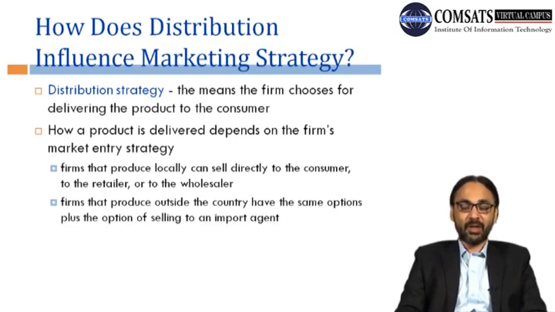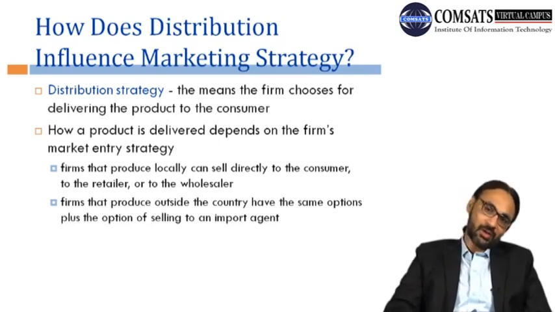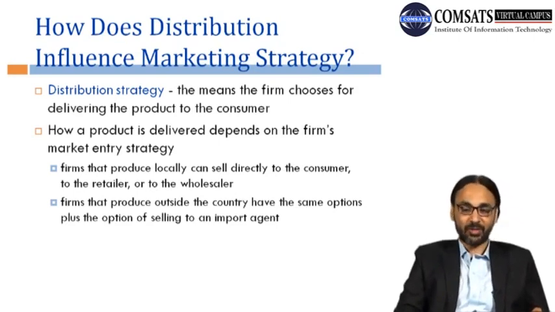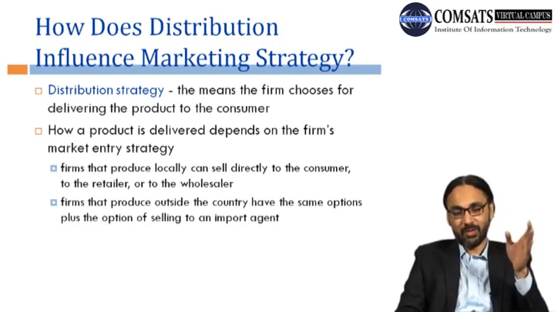Firms that produce locally can sell directly to the consumer, to the retailer or to the wholesaler. Firms that produce outside the country have the same options plus the option of selling to an import agent. Now we are talking about the exporter and importer. People who are producing their products in the local market have the option to sell directly to the consumer, retailer or wholesaler.